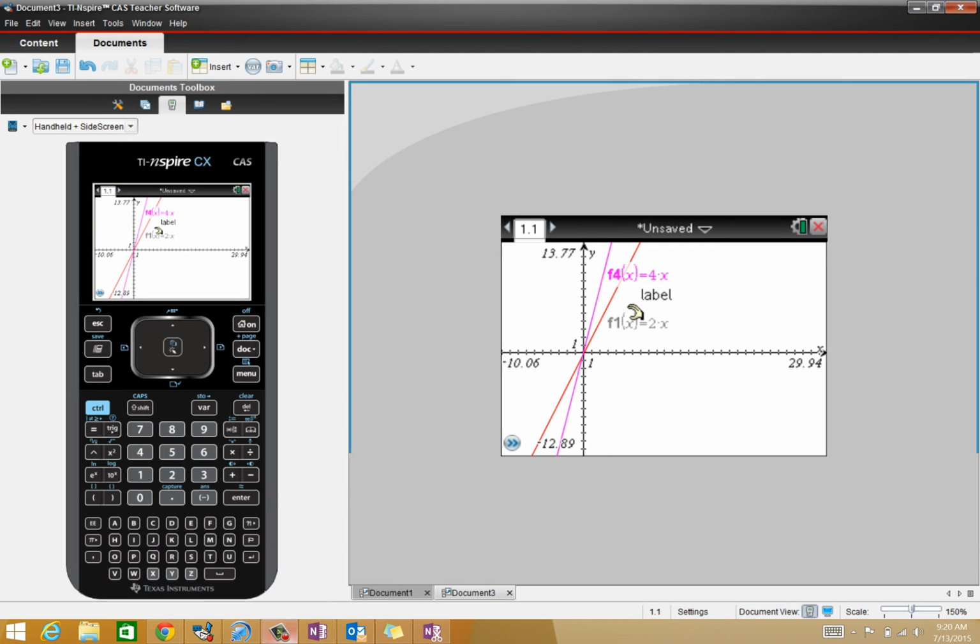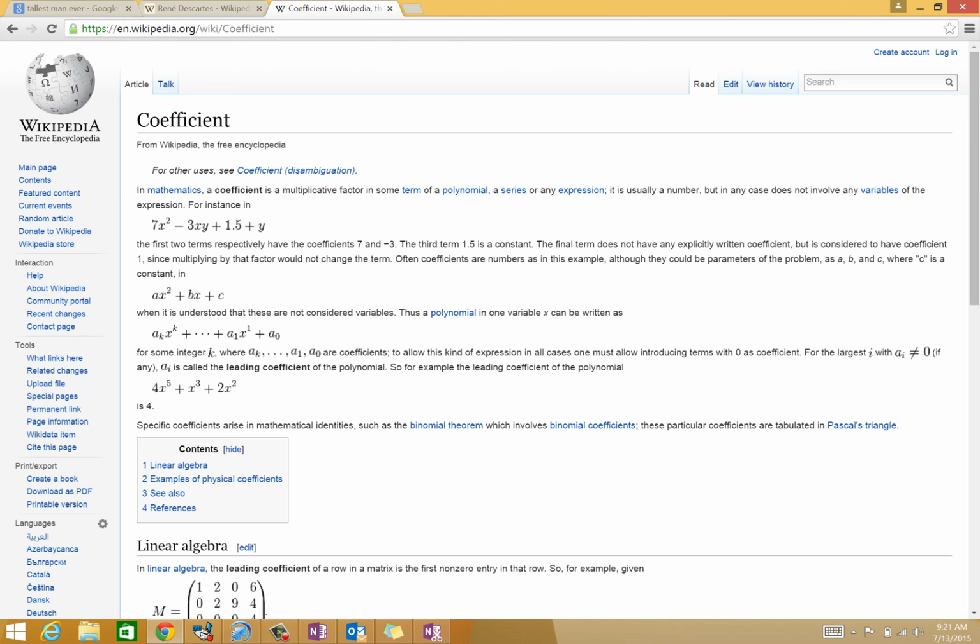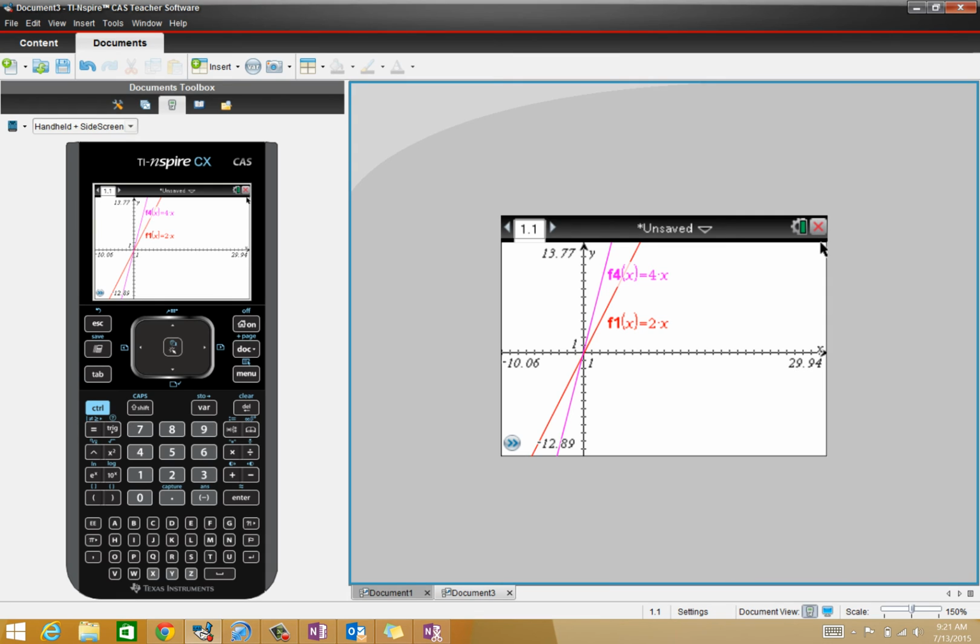Let's do it. I'm going to pause this. Just quickly, in mathematics, a coefficient is a multiplicative factor. It is the thing which is in front of x. Now we can have other expressions. Now we've got an expression which is a linear expression. If I was to get this over here, what is the coefficient of x in this case? The coefficient of x is 4.